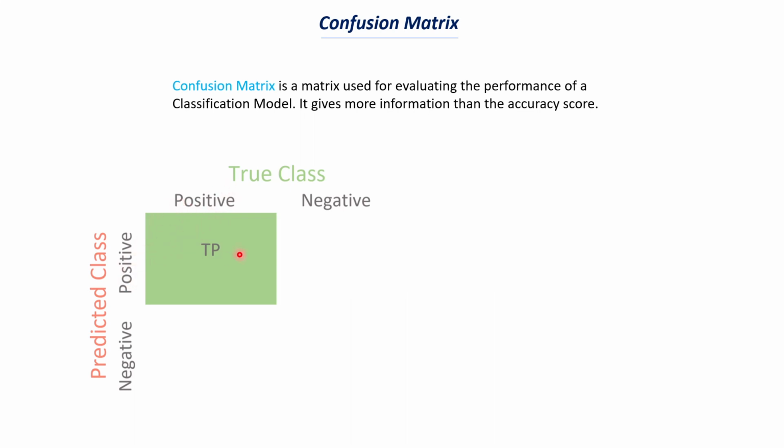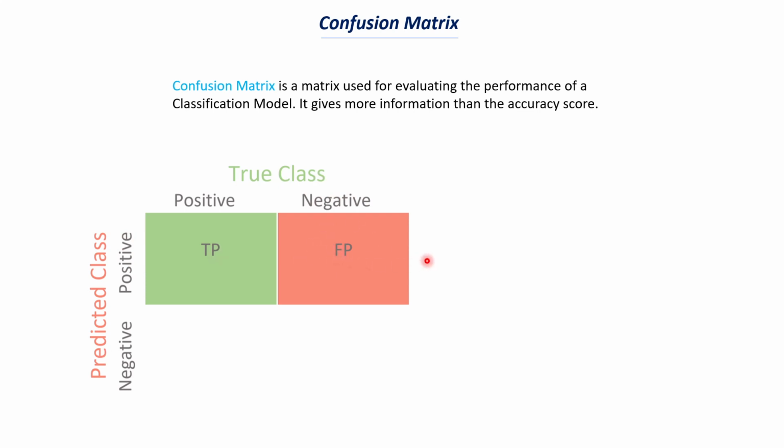So we can say that this is my correct prediction. What this basically means is a person really has COVID-19 infection and the model has also predicted correctly. And what does the second box represent? The true class is negative. That means a person doesn't have any COVID-19 infection, but the model has predicted that that person has COVID-19 infection.